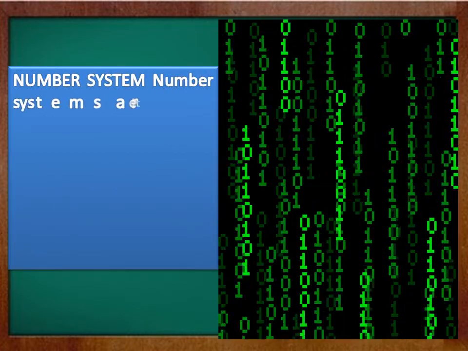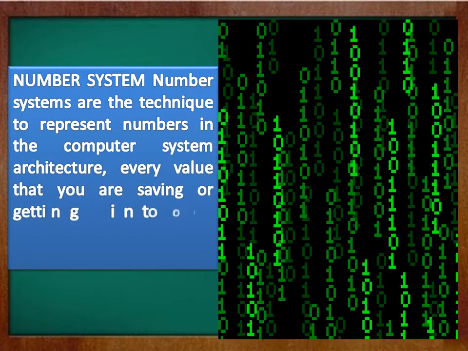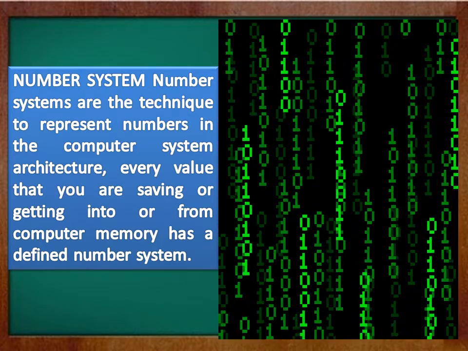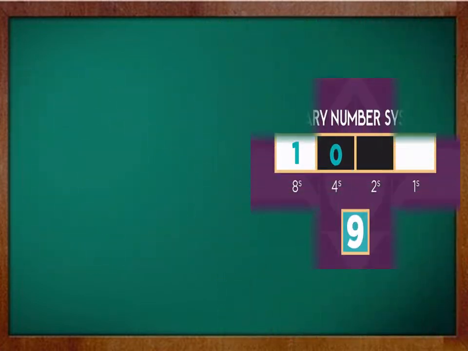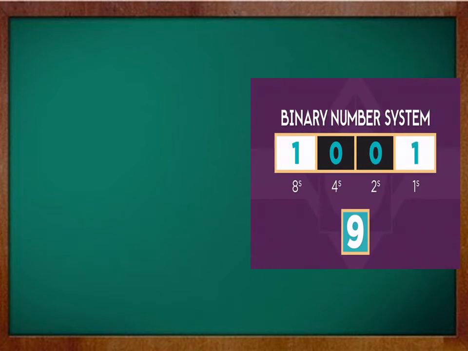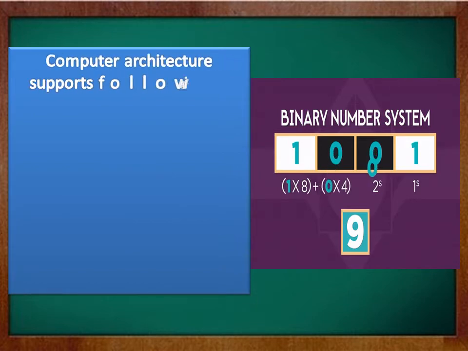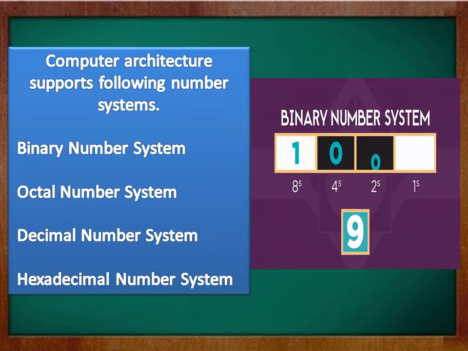Number system. Number systems are the technique to represent numbers. In the computer system architecture, every value that you are saving or getting into or from computer memory has a defined number system. Computer architecture supports the following number systems: binary number system, octal number system, decimal number system, hexadecimal number system.